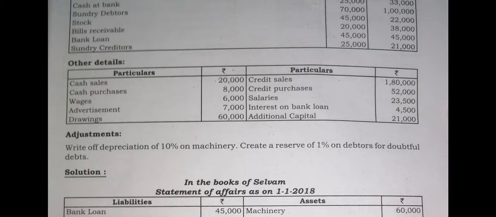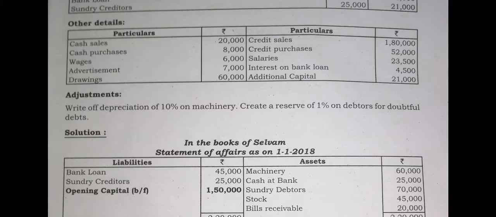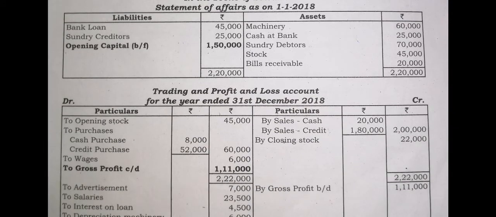Then advertisement, look, everything will be posted. Add the two cash purchases and post them. Cash sales and credit sales, similarly cash purchases and credit purchases, put both and see. Add cash sales and credit sales and transfer to the outer column. Similarly purchases also: cash purchases 8, credit purchases 52, add both, 60, transfer to the outer column.